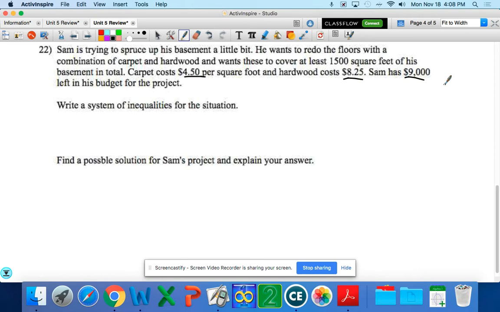Tomorrow on this problem, it'll tell you in the directions to let X be carpet and Y be hardwood. It'll tell you that tomorrow. I just forgot to put it in on this one. I was kind of combining all these things together. So write a system of linear inequalities for the situation. Let's do the money one first. It just stood out to me and probably to most of you first.